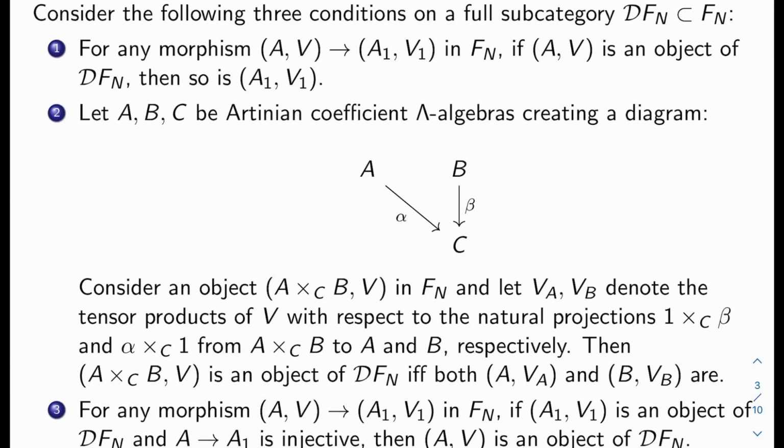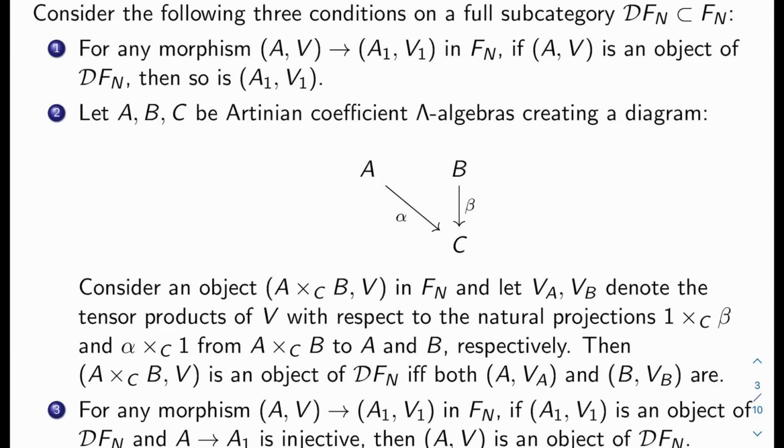Consider the following three conditions on a full subcategory D_n inside F_n. For any morphism (A, V) to (A1, V1) in F_n, if (A, V) is an object of D_n, then so is (A1, V1). So D_n is closed under images, or I like to think about this as being closed under quotients or something.